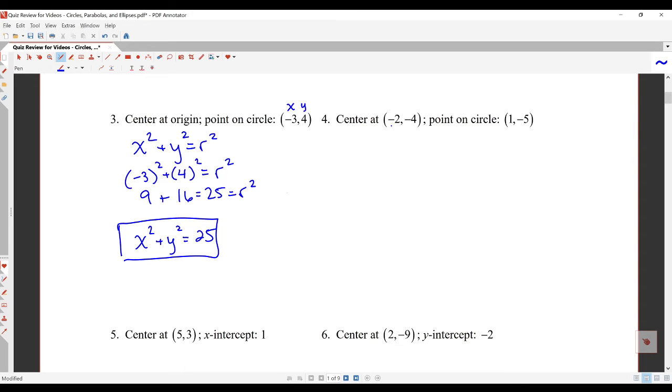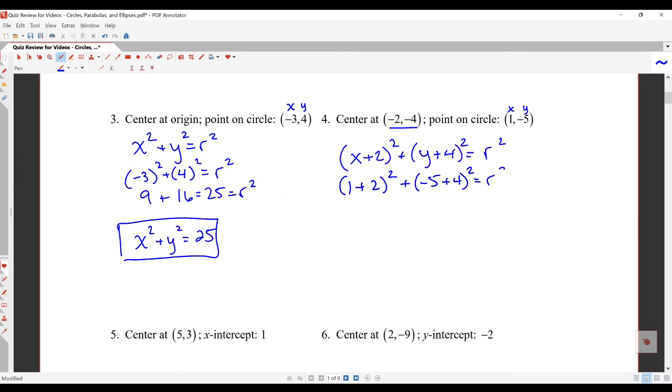Number 4, center at -2, -4 means we have x plus 2 squared plus y plus 4 squared equals, and we don't have the radius again. So we're going to plug 1 in for x, -5 in for y. 1 plus 2 is 3, squared is 9. -5 plus 4 is -1, squared is 1. And so r squared is 10. So I have x plus 2 squared plus y plus 4 squared equals 10.